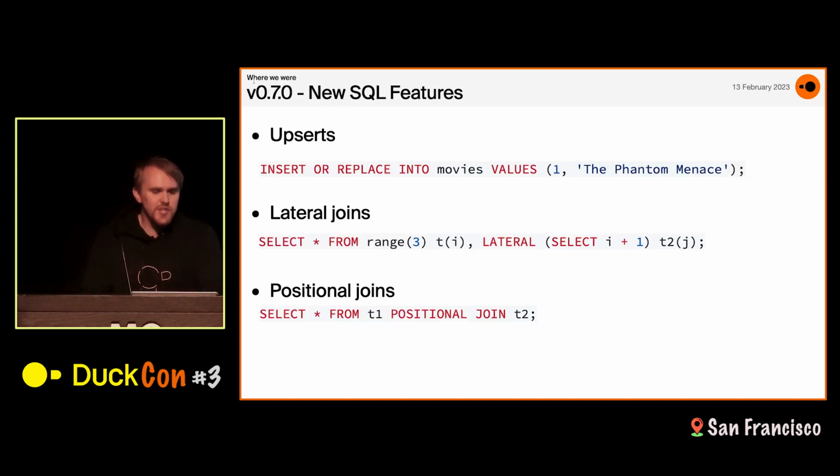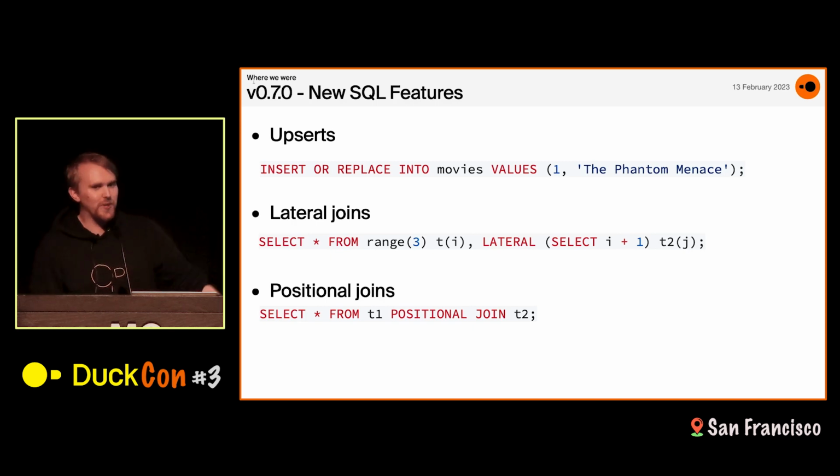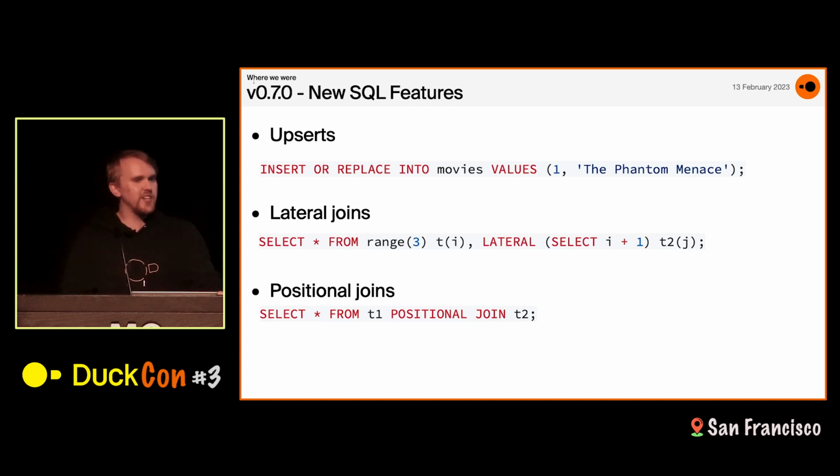We also had a bunch of new SQL features. Some new as in we actually made them up, like the positional join, which was implemented by Richard here, which is quite interesting. And some new as in we didn't have them before and we implemented them. I think one that a lot of people were excited about was the upserts. That essentially allows you to insert or replace data, and it's an easy way of working with data that has a primary key constraint.